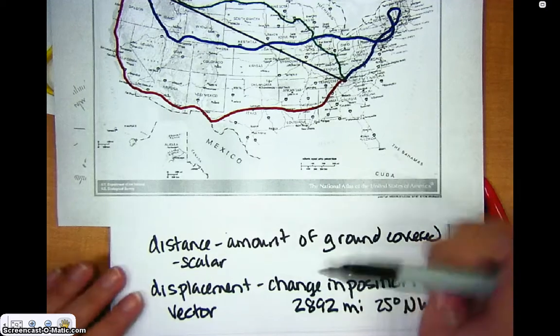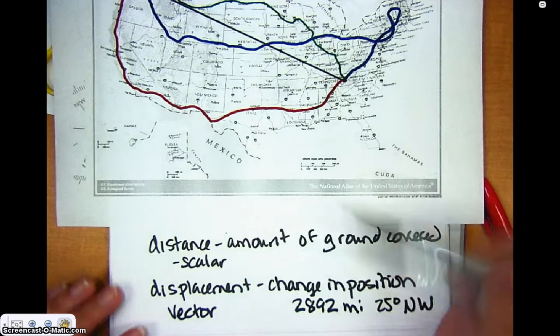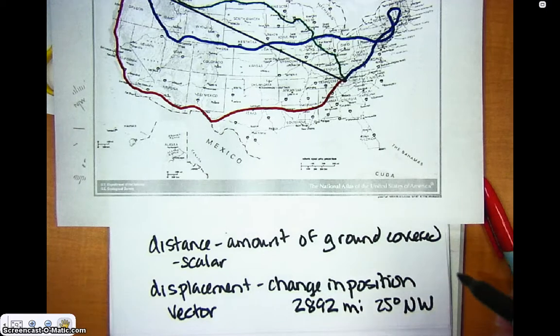You have your distance, which is a scalar, which is the total number of feet, meters, miles, whatever you have covered. And displacement is your change from your original position. And it's a vector because it has a direction.